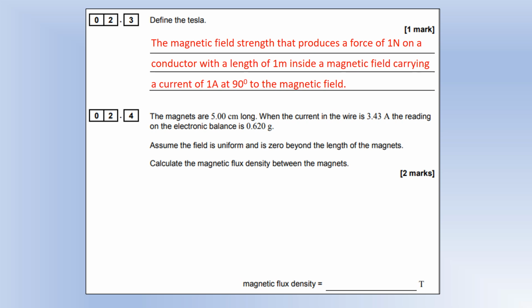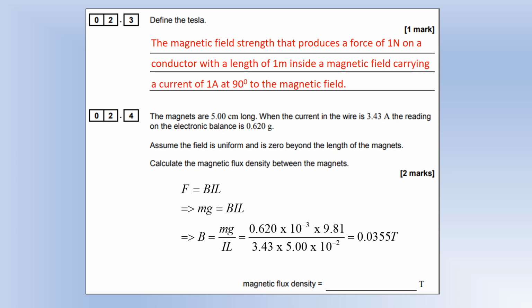So the magnets are 5 centimeters long, the current is 3.43, and the balance reads 0.620. Assume the field is uniform and 0 beyond the length of the magnet, calculate the flux density. So we're going to use F equals BIL. The force is going to be the mass reading times by 9.81, and then just rearrange to make the flux density the subject, plug the sums in, and we get 0.0355 Tesla.